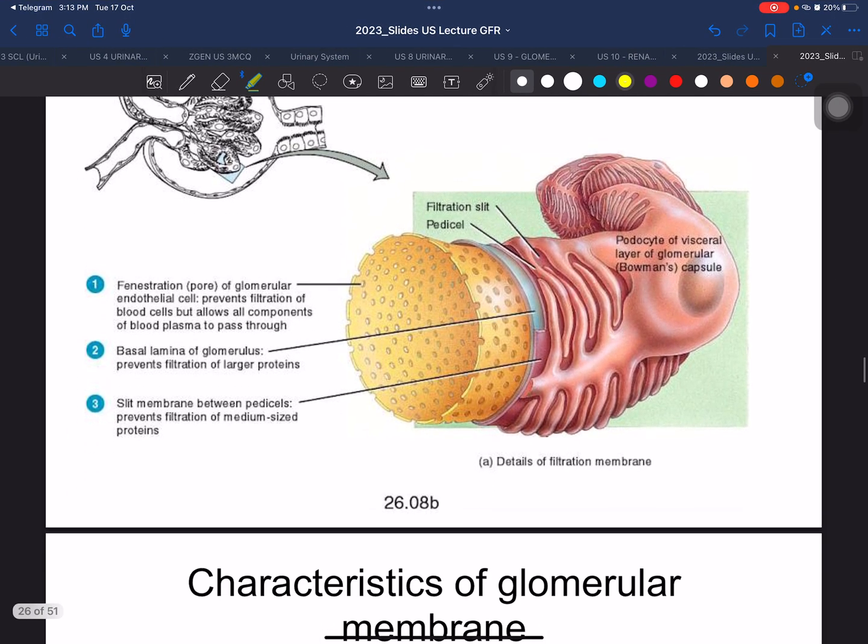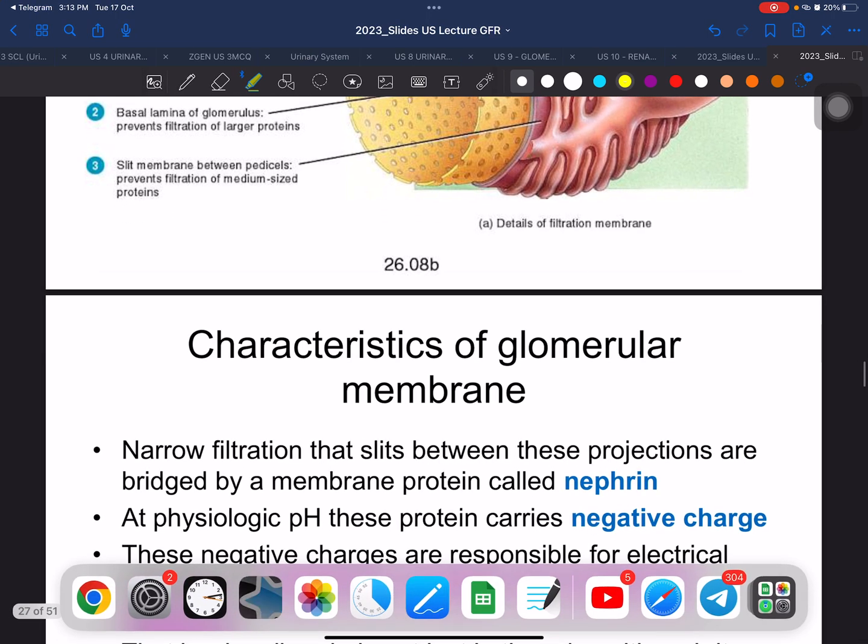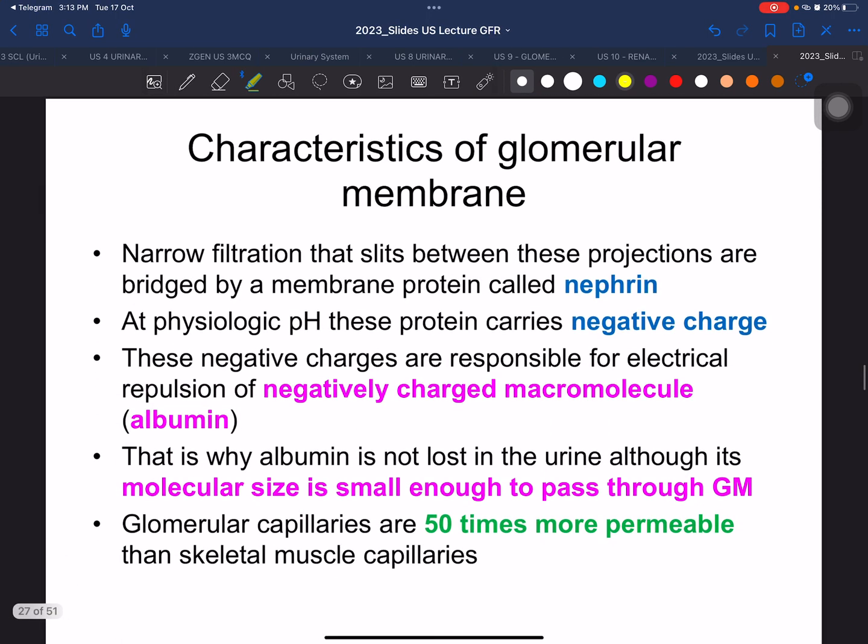The characteristic narrow filtration slits between these projections are bridged by a membrane protein called nephrin. At physiologic pH, this protein carries a negative charge. What is the function of this negative charge? It is responsible for electrical repulsion of negatively charged macromolecules, for example albumin. That's why albumin is not lost in the urine, although its molecular size is small, because it is negatively charged.